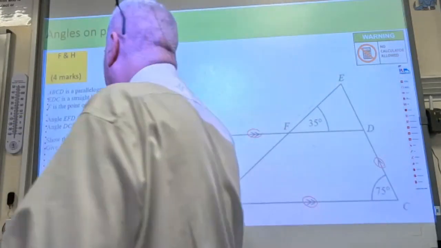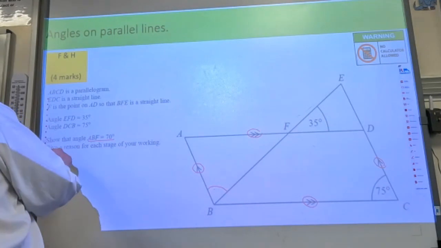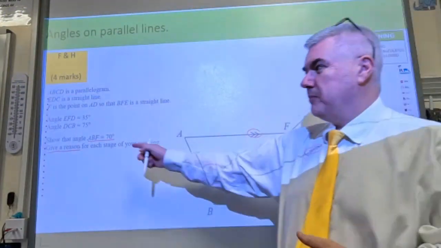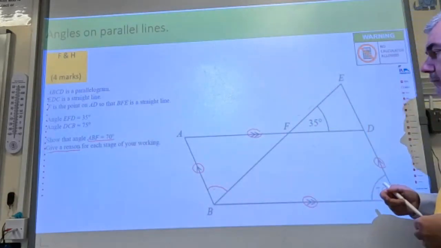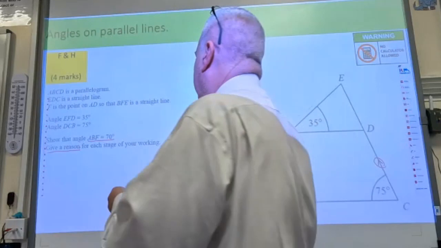They've given me the answer. They've shown me what I'm trying to aim for. Give a reason. Often in this type of question, there are more marks than the reason. They've given me the answer, I just need to find the answer. When it's angles on parallel lines, there's a few rules I need to follow.